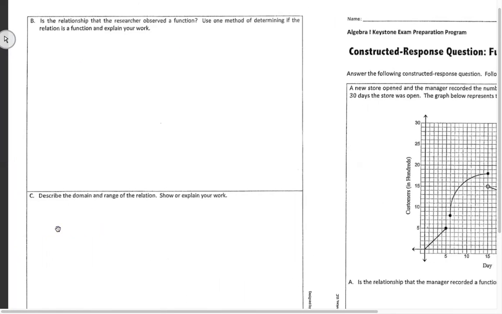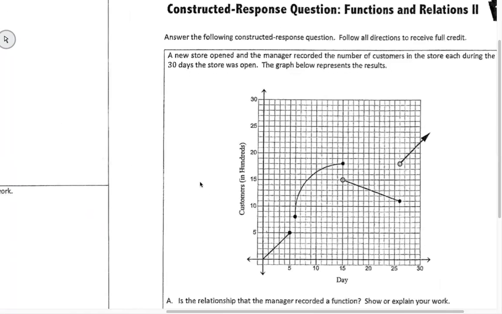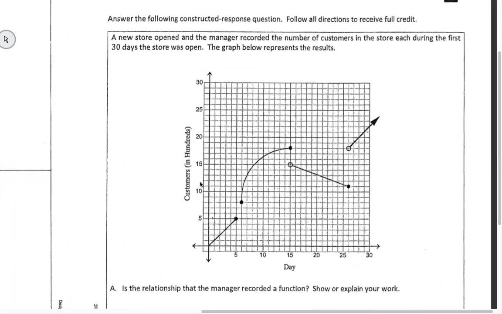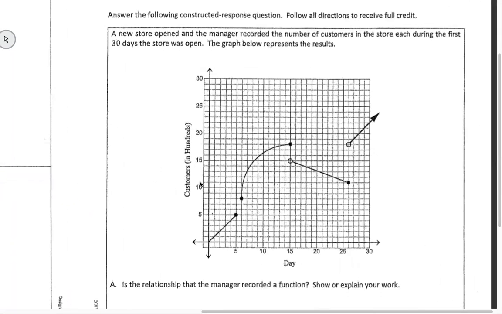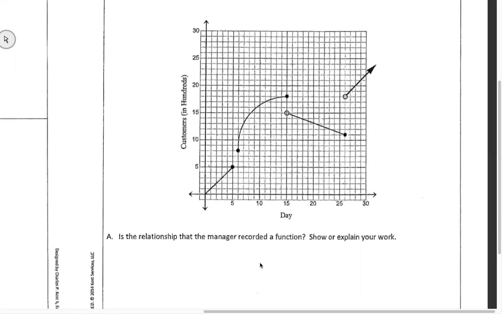All right. Last question of the day. A new store opened and the manager recorded the number of customers in the store each day during the first 30 days the store was open. The graph below represents the results. Kind of weird, right? So is the relationship that the manager recorded a function? Yay or nay?